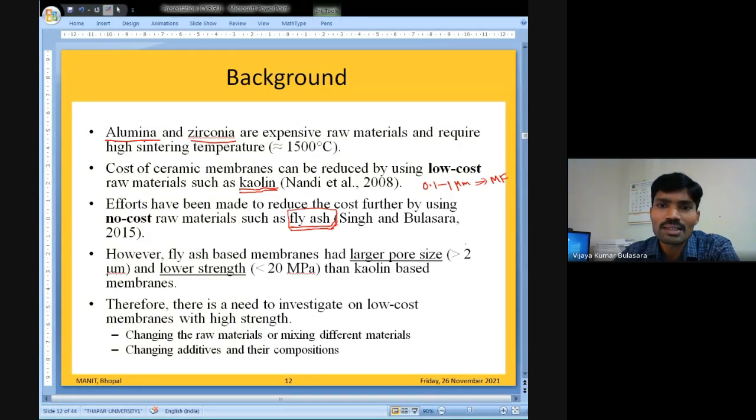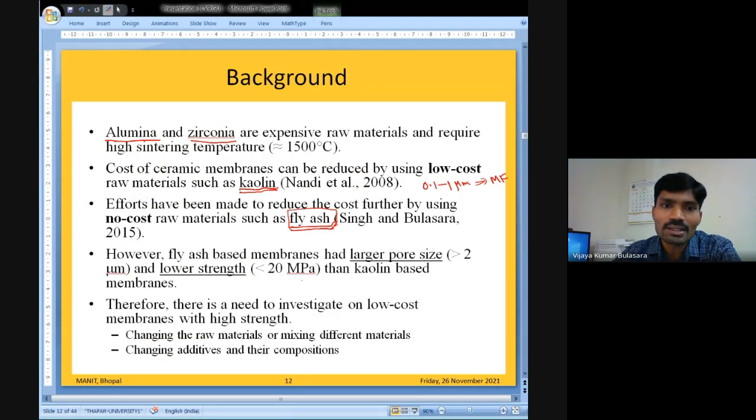So the average pore size is about 2 microns when we use fly ash as the raw material for making membranes. And they also had lower strength, less than 20 megapascals. Generally it is preferable to have a high mechanical strength, because that is one major advantage of ceramic membranes. So we should not compromise upon the mechanical strength of the ceramic membranes. In that case, the kaolin based membranes are superior with respect to mechanical strength.